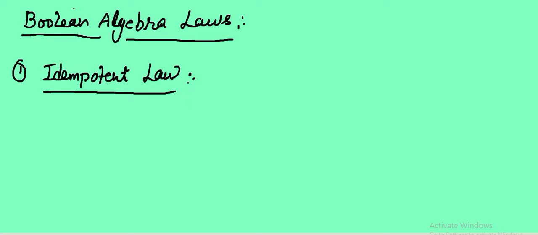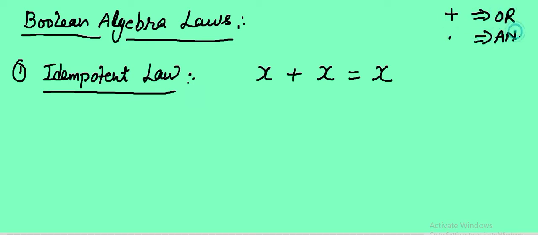So the first law is the idempotent law. This law says that when x is ANDed or ORed with x, as in x plus x. To explain the symbols, just read plus as OR and dot as AND. So this is your OR gate and AND gate.